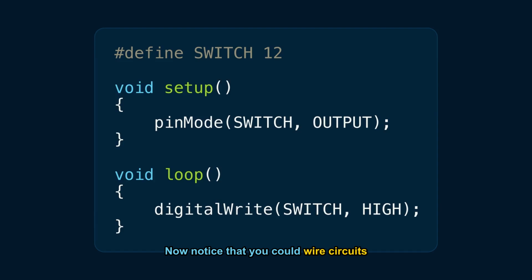Now notice that you could wire circuits without any code at all, like your house is wired, for example, using the positive and negative rails and skipping the numbered pins. But that would be hard coding the circuit. You don't build a programmable device that way.